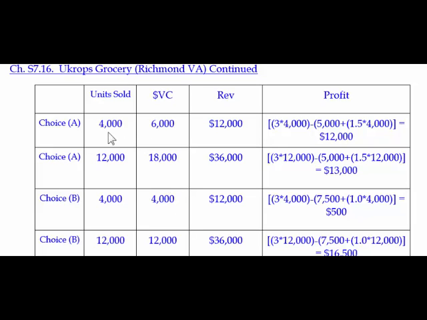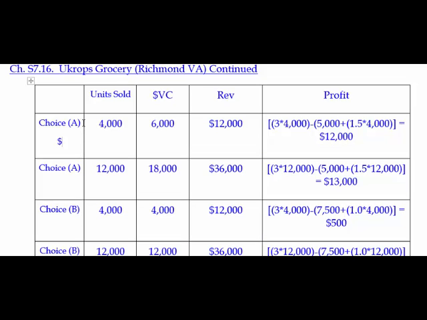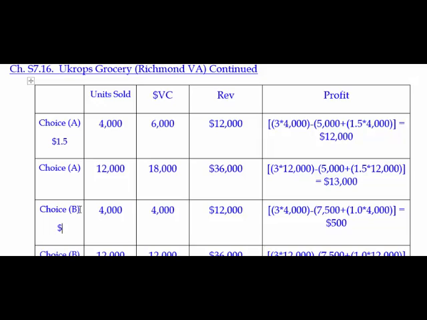Since the variable costs for this first choice A are $1.50 per unit, and then choice B, of course, is $1 per unit. It's going to change the variable cost. So this one's 6,000. Our revenue will be the same, right? If we sell 4,000 units, we're going to make $12,000, whether it's for choice A or B. And then if we sell 12,000 units, we'll make $36,000. Again, the same for both A and B.